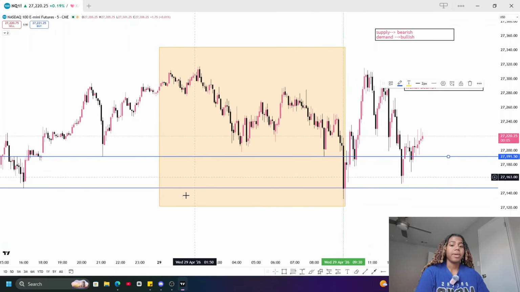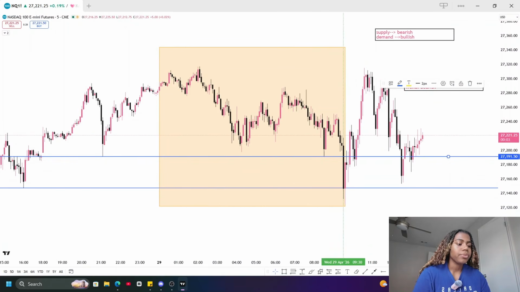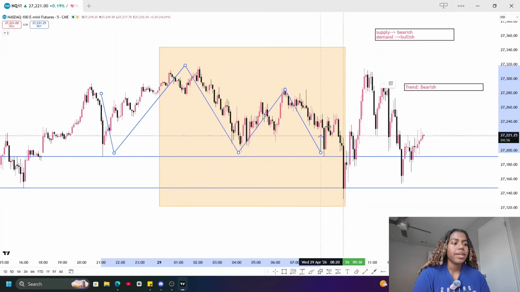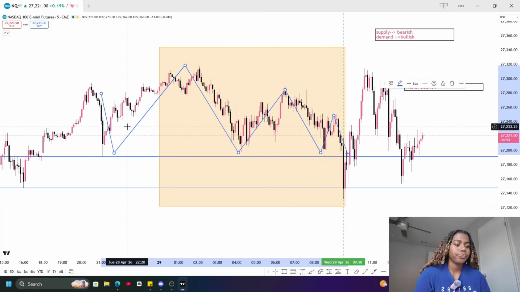So now we have some areas of support. Support is when price is trying to go lower, but something is holding it up. It's helping it hold itself up. This is considered our support area.